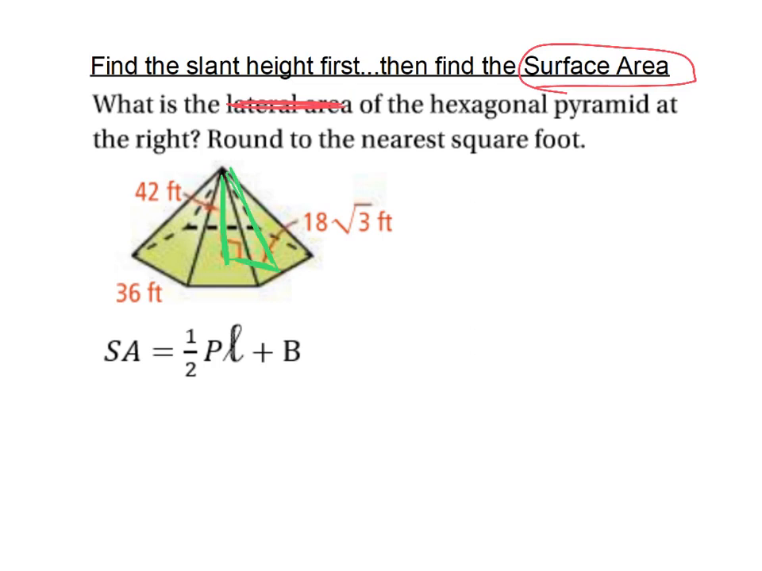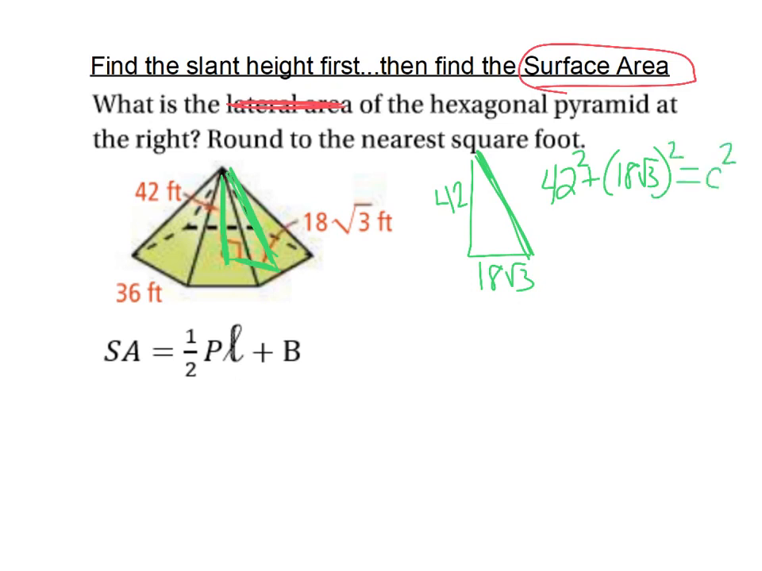And I know 2 of those sides. In that right triangle, I know this is 18 root 3, and I know this is 42. I'm going to do Pythagorean Theorem, and that's going to find this slant height for me here. So 42 squared plus 18 root 3 squared equals C squared.